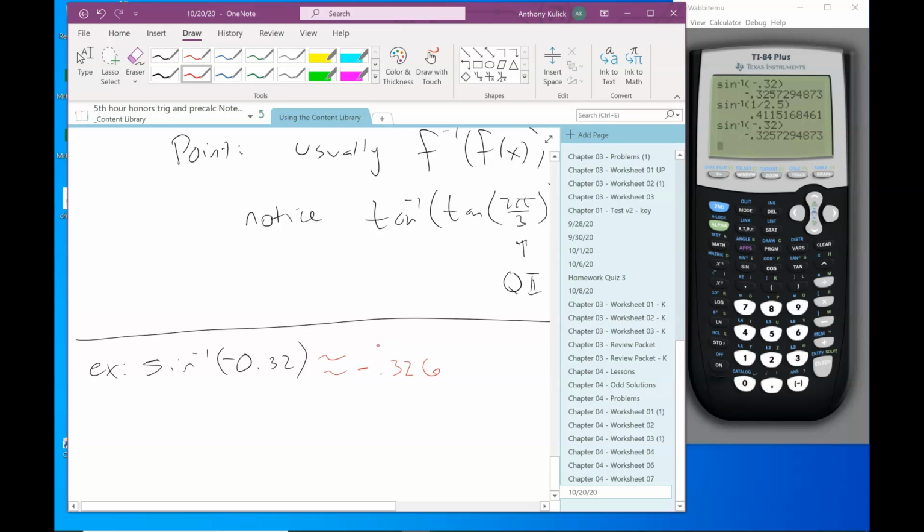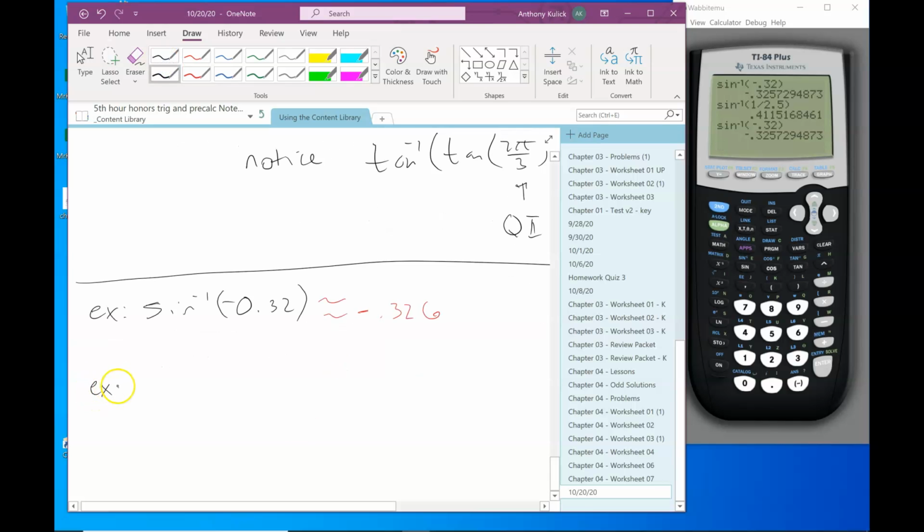Is that okay with you guys? Remember, when you're doing sine, cosine, or tangent, if you're using those operations on your calculator, the mode matters. If you're just doing addition, subtraction of stuff, that's fine. But if you do sine, cosine, or tangent on your calculator, you've got to be careful about your mode.